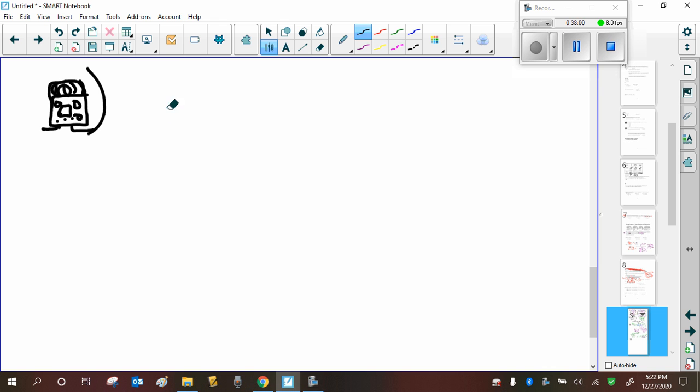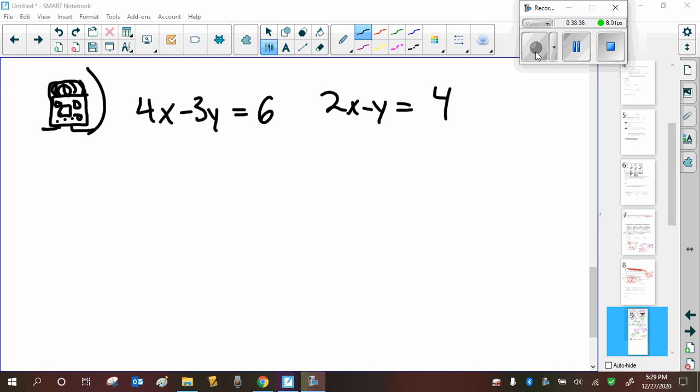And the question is 4x subtract 3y equals 6, and 2x subtract y equals 4. Okay, you go. And after you do that, you can unpause and we'll have the answer for you. Remember, the first step is to find x or y, or in this case, negative x or negative y, and get x or y by itself on the other side. Okay, pause.